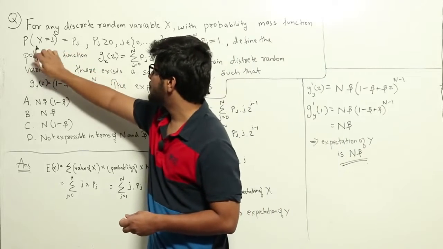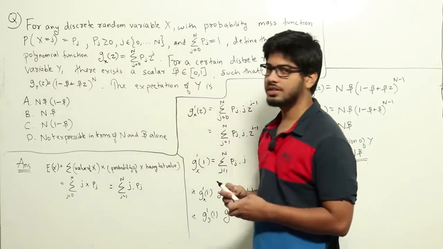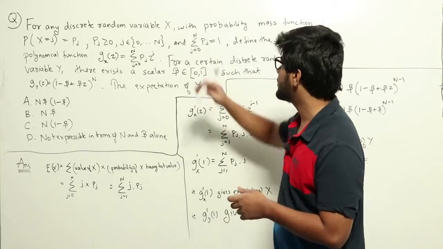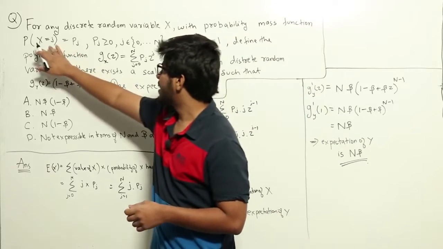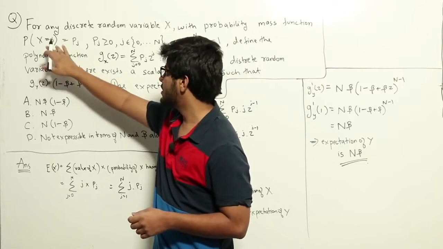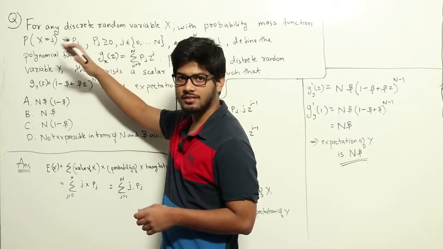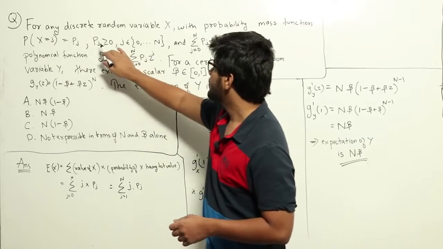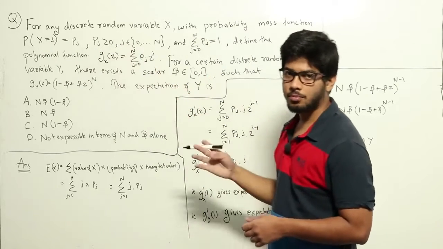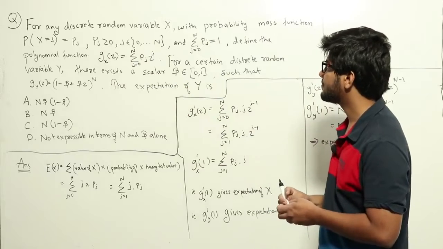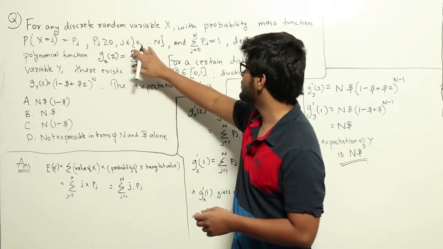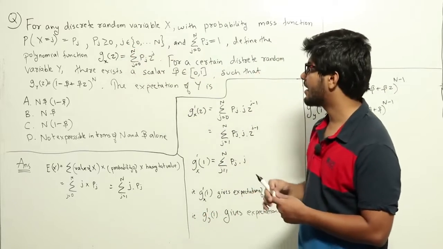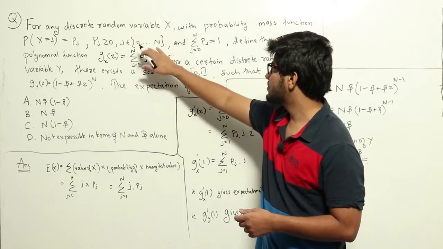Now it's given that P of x equal to j equals P of j. So for the random variable x having a particular value j, the probability is P of j. Meaning for x to be equal to j, the probability is P of j, and P of j is greater than or equal to 0. Probabilities of everything should be greater than or equal to 0, and j belongs to 0 up to n. j can have values ranging from 0, 1, etc.